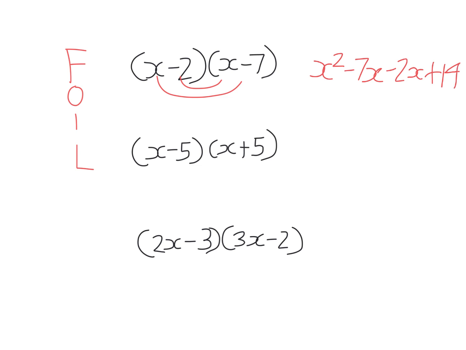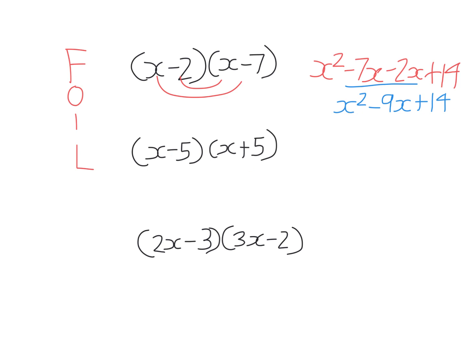So once again, we can see we have some like terms. This isn't 7x, it's negative 7x. So when I combine those middle terms, it's negative 7 minus 2 is negative 9, and I'll leave the x squared and 14 alone because they have no like terms. So x squared minus 9x plus 14, I'm done. These have no like terms.